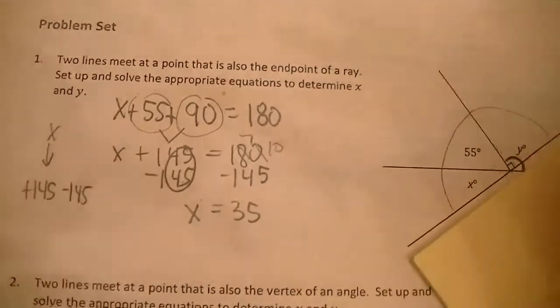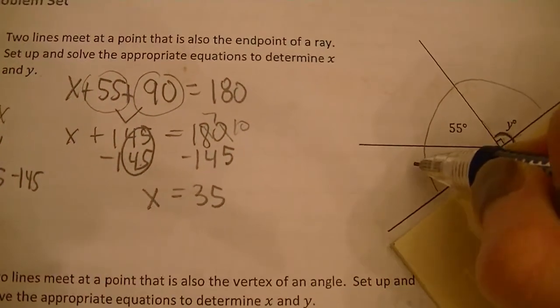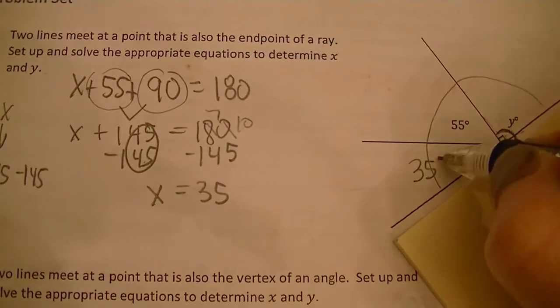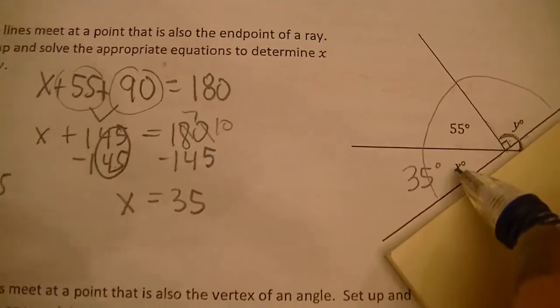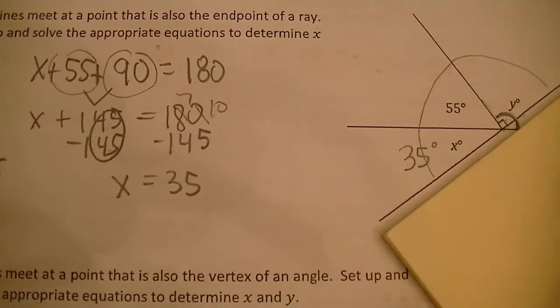So x is equal to 35. So I'm going to just substitute that right there now. Put the degrees right there. Okay. So the value of x is 35. When I substitute it into this right here, it's 35 degrees.